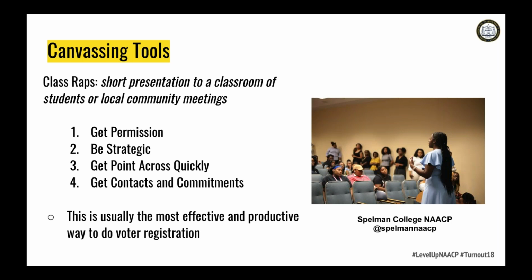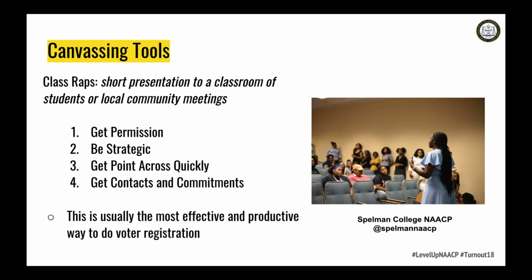local community meeting. And so think about who are professors or teachers or people that you have a good relationship with? What are maybe spaces or other clubs that you have a good relationship with that you can go in and give just a quick announcement about what's going on? So, step one, you want to get permission from the person's space that you're entering, right? Can I come in really quickly for about 5 minutes and talk a little bit about what we're doing with the NAACP in terms of getting people to register to vote, as well as our voter turnout campaign.